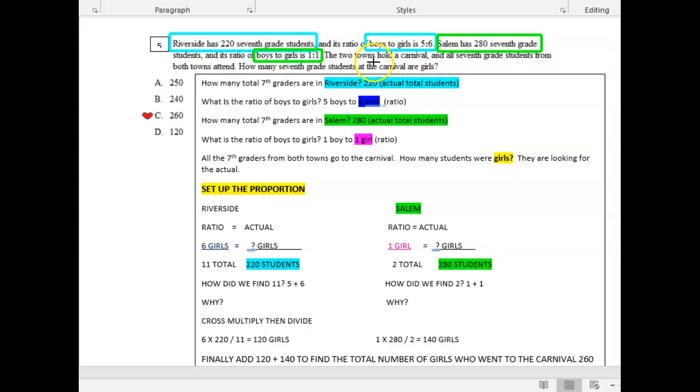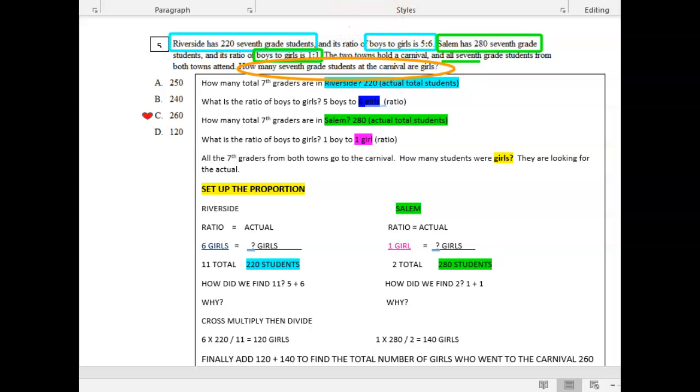Now these are two towns, and they hold a carnival. That's important for us to know. I'm going to go ahead and underline that. All the 7th grade students from both towns attend. Now, it's very important that we understand what the question is asking us, because that's going to determine what calculations we make. It says, how many 7th grade students at the carnival were girls?